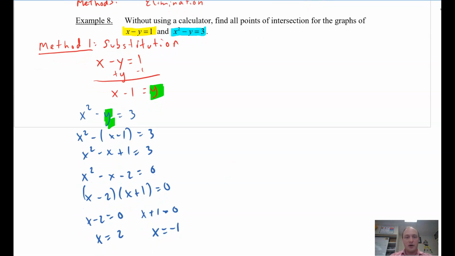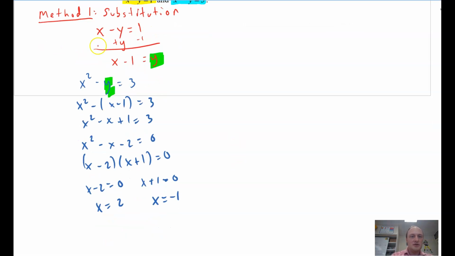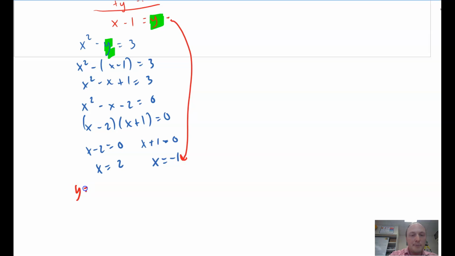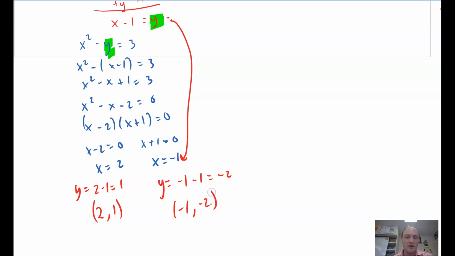I'm going to take this red equation here and solve. I know that y is x minus 1. 2 minus 1 is 1. So here's one solution, (2, 1). And I'll take -1, and y is equal to -1 minus 1, which is -2. So there's a second solution at (-1, -2). These would be your solutions. So that is substitution.